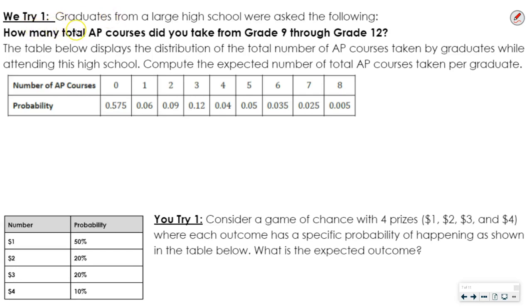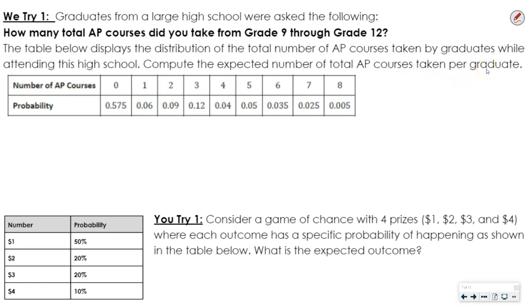So we try one, says graduates from a large high school were asked the following. How many total AP courses did you take from 9th grade through 12th grade? The table below displays the distribution of the total number of AP courses taken by graduates while attending this high school. Compute the expected number of total AP courses taken per graduate.